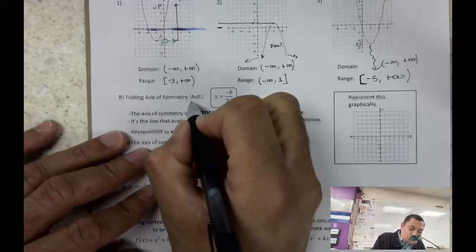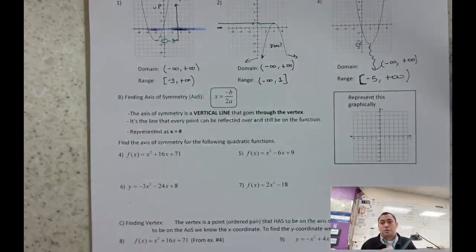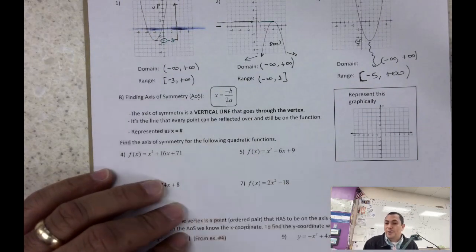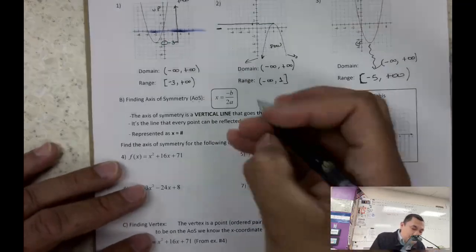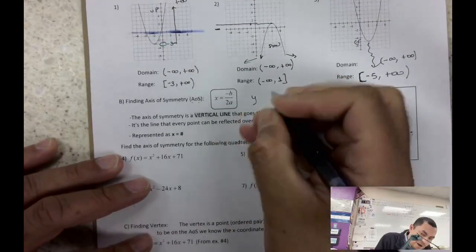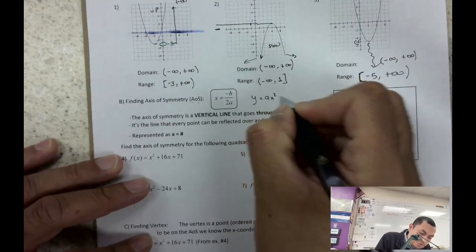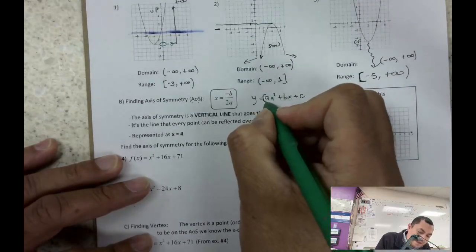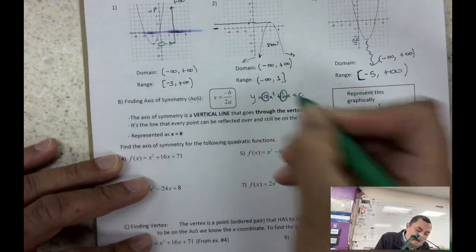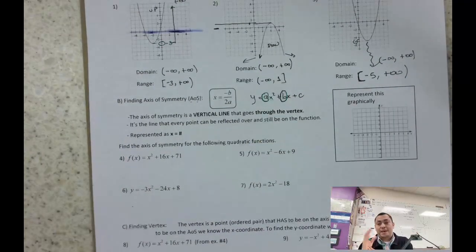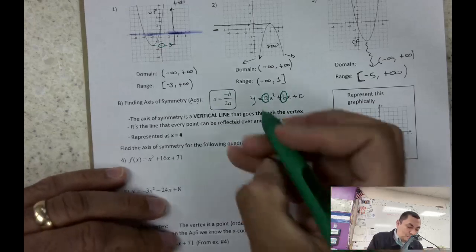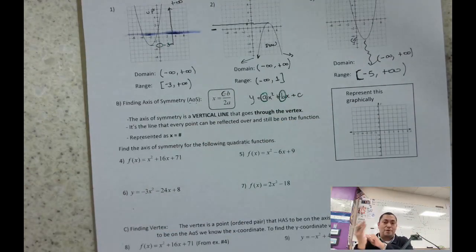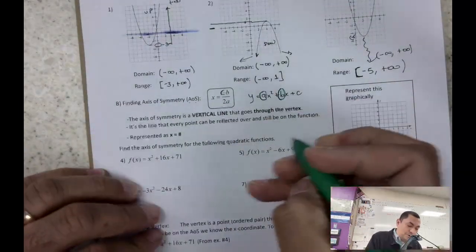Second part, finding the axis of symmetry. We're going to call it AOS. We're going to use the formula x equals negative b over 2a. Where are those values coming from? From your standard form y equals ax squared plus bx plus c. We're going to use the values of a and the values of b, including if they are negative, put the negative. But remember, you have a negative in front of the formula, so that negative will cancel if you have a negative in your b or your a.